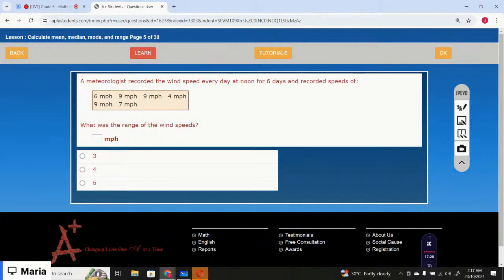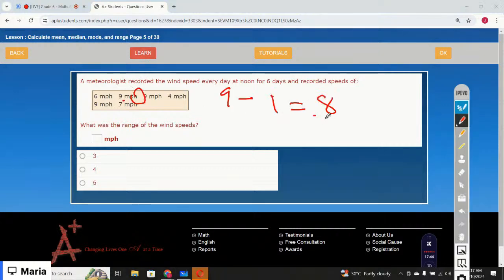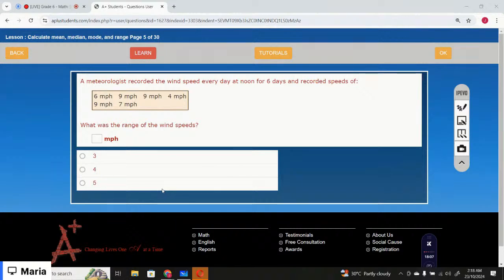A meteorologist recorded the wind speed every day at noon for 6 days and recorded speeds of 6, 9, 9, 4, 7, and 7. What was the range of the wind speed? So range is the difference of the greatest and the smallest value. The greatest value is 9, the smallest value is 4. So 9 take away 4 is 5. So the range of the given data is 5. The correct option is 5. Option number 3 is the correct option.